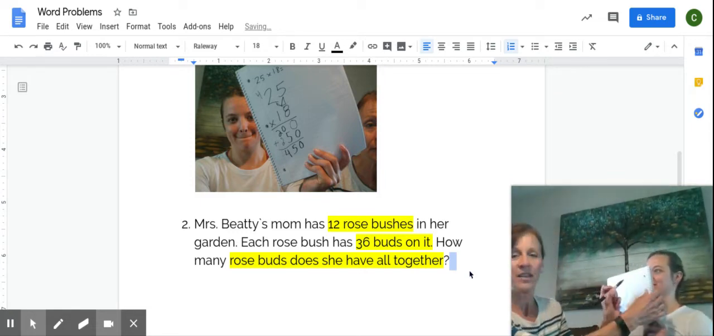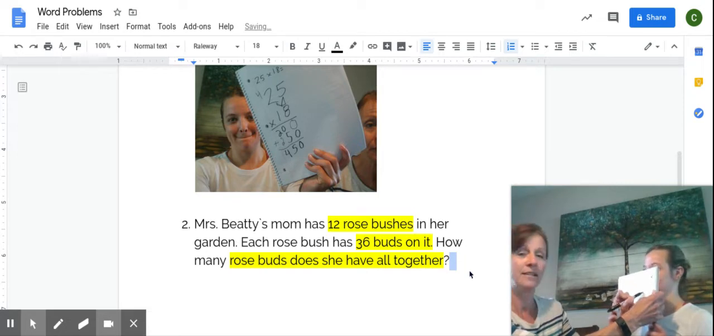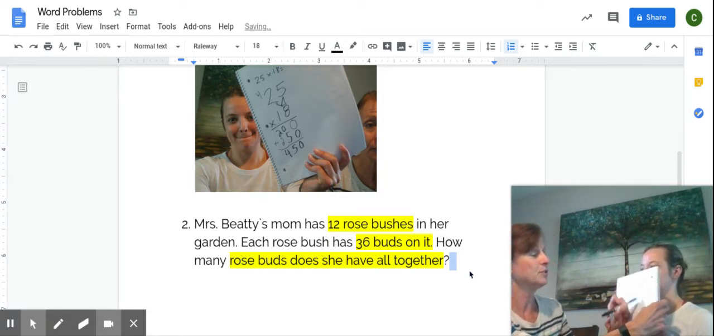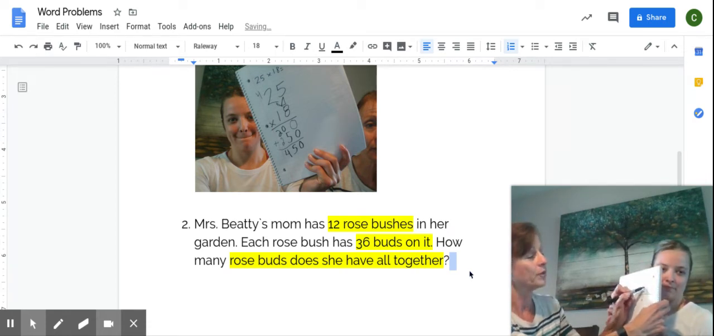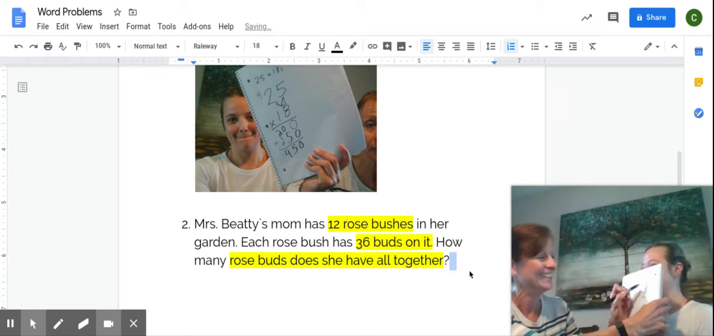Here. So I have 12 rose bushes and I have 36 buds on each bush. So I'm going to multiply this out to get how many rose buds I have all together. 6 times 2 is 12. Put down the 2 and carry your 1. Oh, there's my line. 6 times 1 is 6. Plus 1 that I had to carry over is 7.